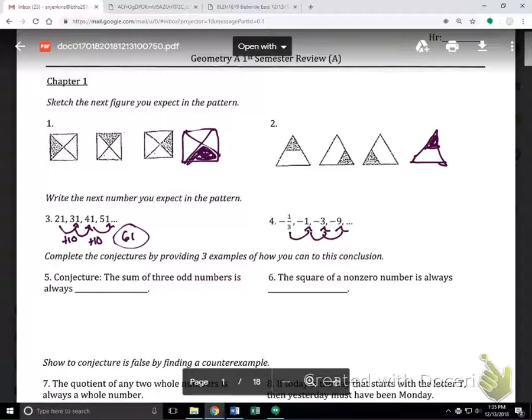So is there something common that we could add to each of them? Jim? So yeah, each time we're multiplying by 3. So times 3, times 3, times 3. So negative 9 times 3 is? 27. Negative 27.